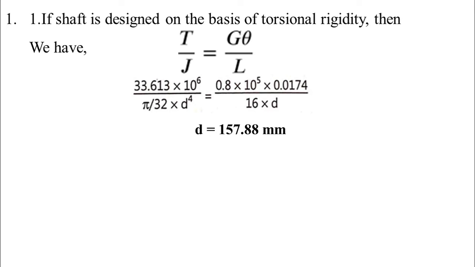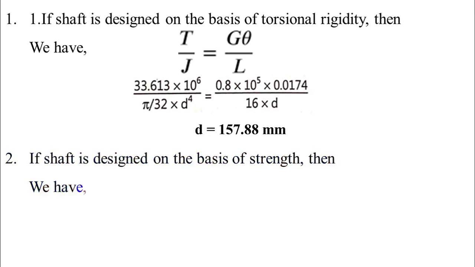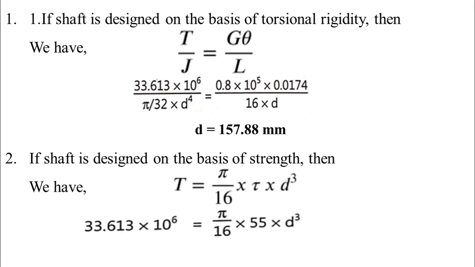Now we will find the diameter again by the second method. If the shaft is designed on the basis of strength, we know the formula T is equal to pi by 16 into tau into d cube. Put the values of torque and shear stress. After putting in the values and calculating, we will get the diameter as 146.007 mm.